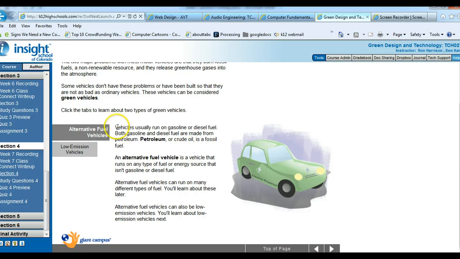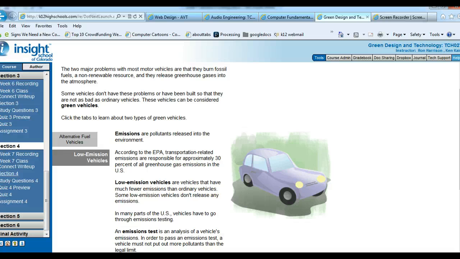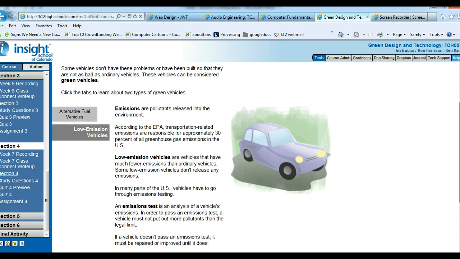So you can read all about alternative fuel vehicles. They run on different types. Sometimes you'll see some gas stations have what's called E85 fuel, and that's ethanol fuel, and that can only run in certain vehicles. And then low emissions, so this would be vehicles that are much more efficient, so their emissions are less. The emissions are usually the pollutants that are released into the environment. If you have less emissions, then that is considered a green vehicle. So you can see your low emission vehicles have much fewer emissions.